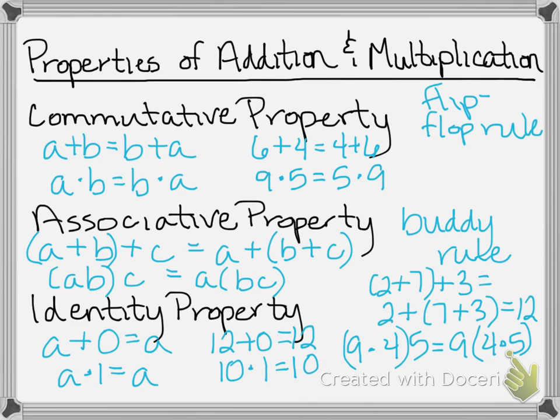Let's do some examples using these properties. So look at example number 1 on page 68 of your book. It says, Carlos rented a set of golf clubs for $7 and a golf cart for $12. He paid a greens fee of $23. Find his total cost. So we're going to use the associative property of addition, which is the buddy rule, to find the total cost in 2 different ways.